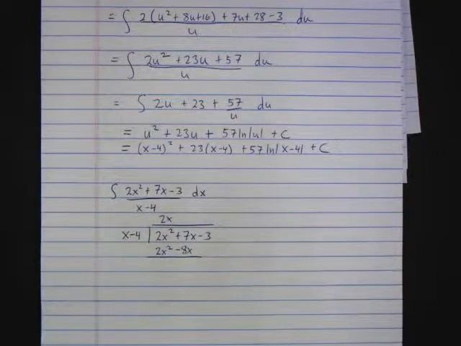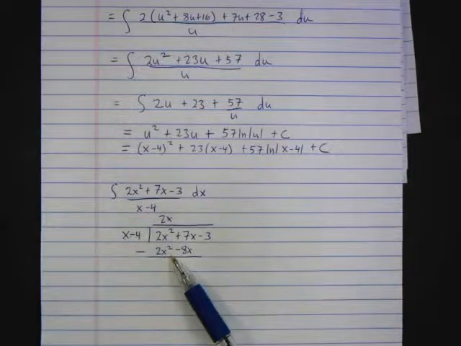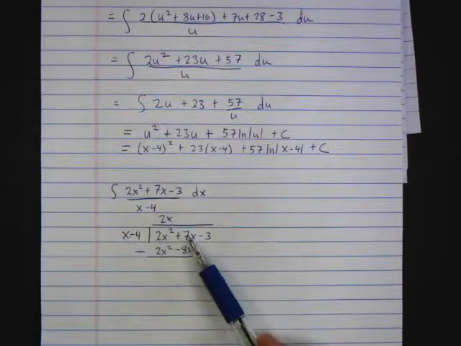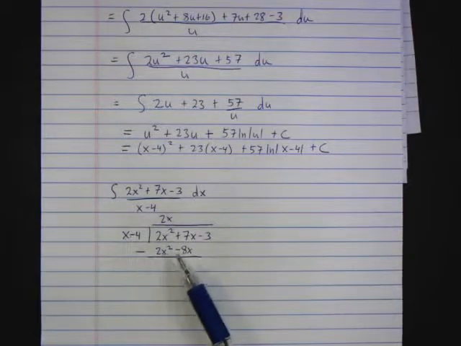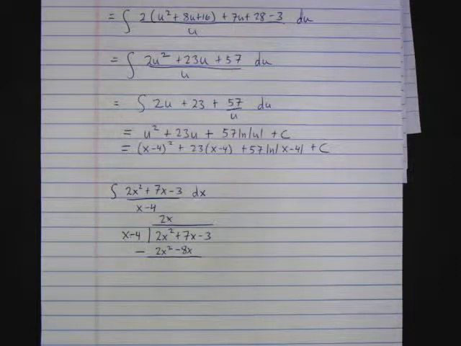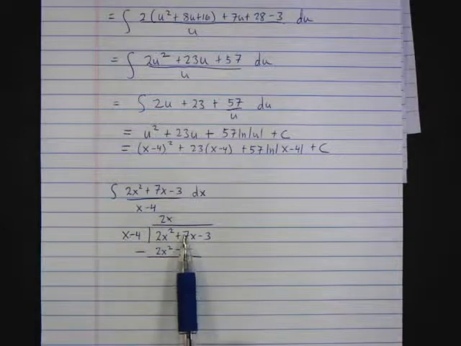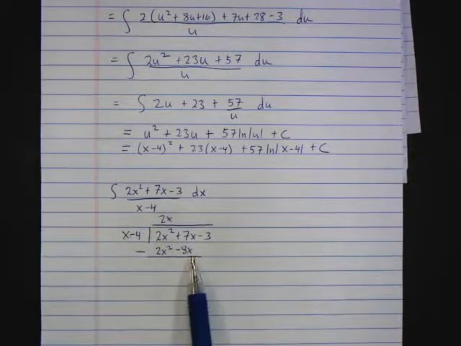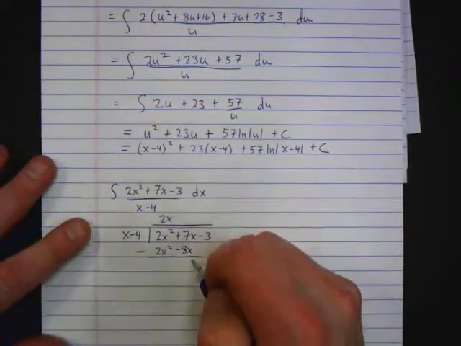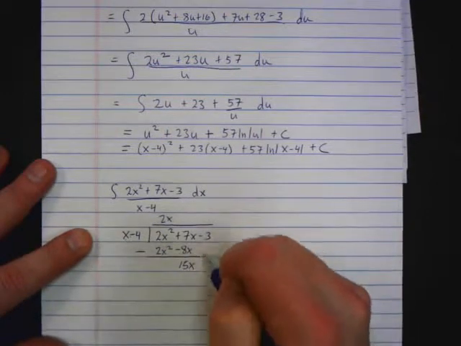And then what do we do? Subtract. What's 2x squared minus 2x squared? 0. What's 7x minus negative 8x? 15x. And this is where people will make the mistake, they'll put minus 1x. But it's 7 minus negative 8. So that's 15x. And then you bring down the minus 3.